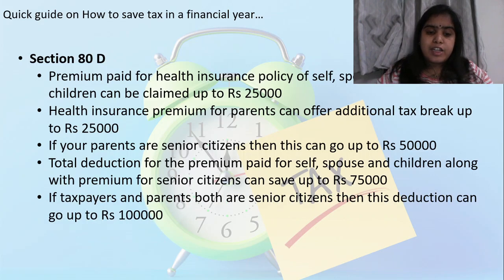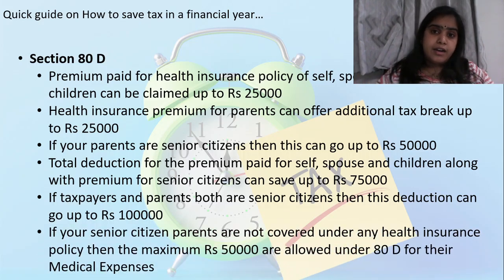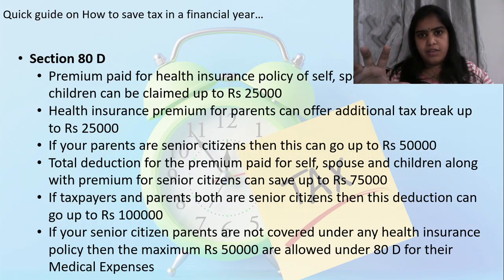Now if the taxpayer and parents both are senior citizens, if I'm also a senior citizen and my parents are also senior citizens, then this deduction can go up to 1 lakh rupees. So this is a very important point about 80D. Usually we say that our tax planning is already done, is already over, we need not do anything else. Why buy health insurance? In the corona times, we can see the reality and the need of health insurance, so we should buy. And when we are buying health insurance, it is also giving some tax benefit to us.